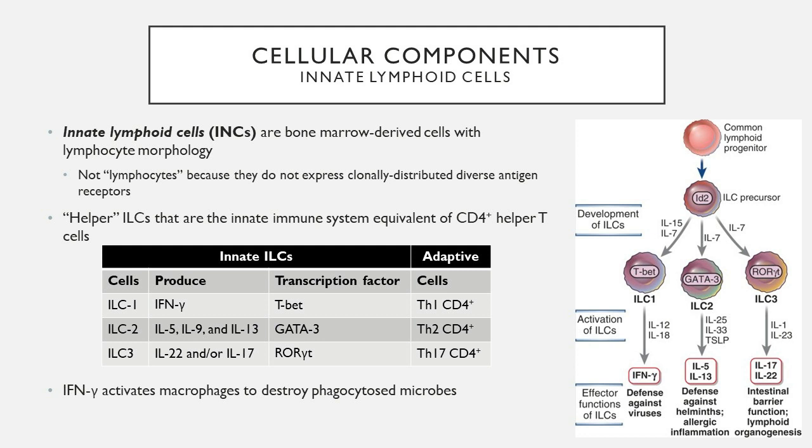But what's really interesting about these T lymphocyte subclasses is how analogous they are to these innate lymphoid cells. They all exhibit the same transcription factor. They produce the same primary cytokines. So it's almost like a direct mirror of the innate immune system and adaptive immune system.